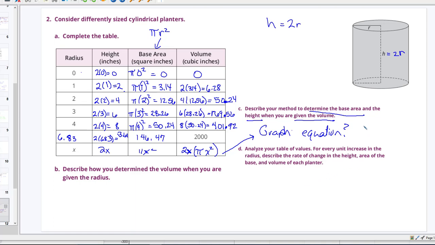And so if we keep on, every time we increase the radius, the height doubles, the area of the base is times 4, and then the volume, what am I multiplying by there? Volume is times 8.